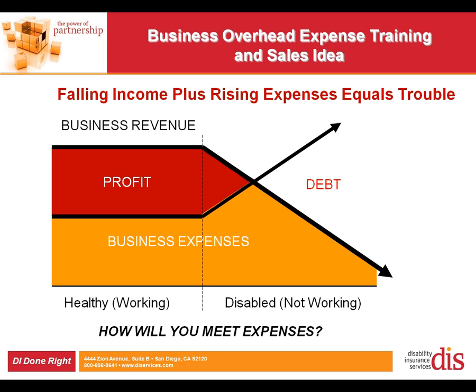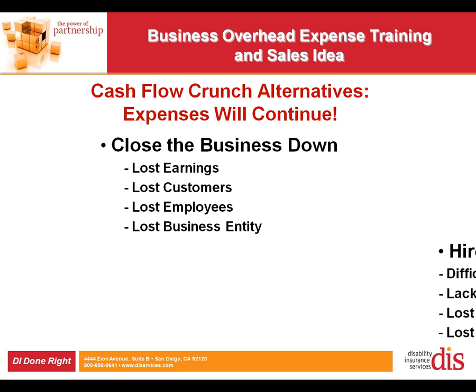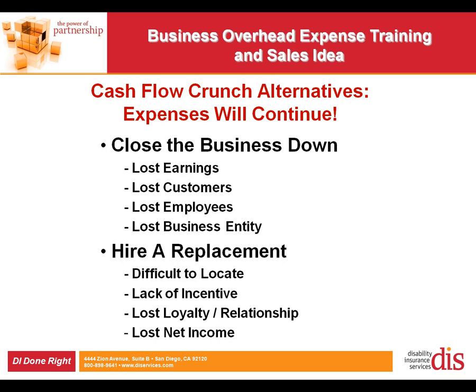So this is a real simple chart that just shows you realistically what's going to happen when you're not working and if you become disabled. So how are you going to meet those expenses? Let's discuss cash flow crunch alternatives. Because those expenses are going to continue, what are your options?